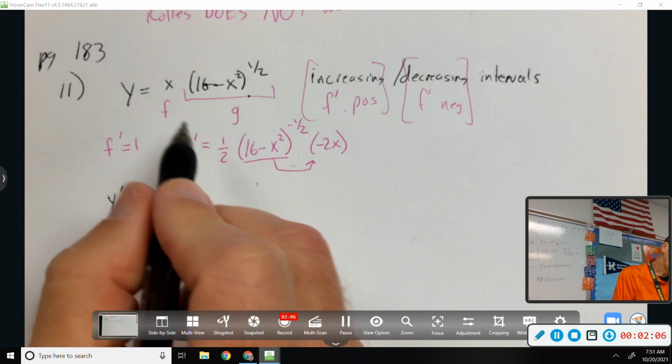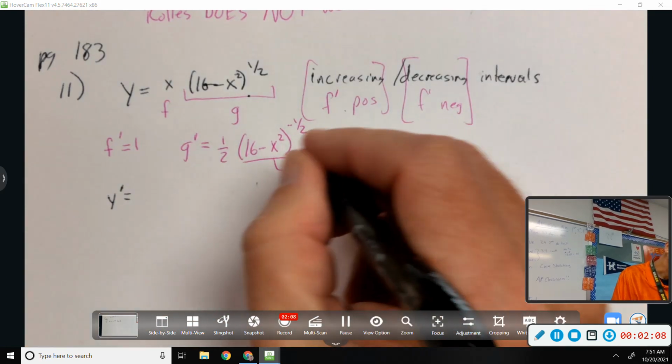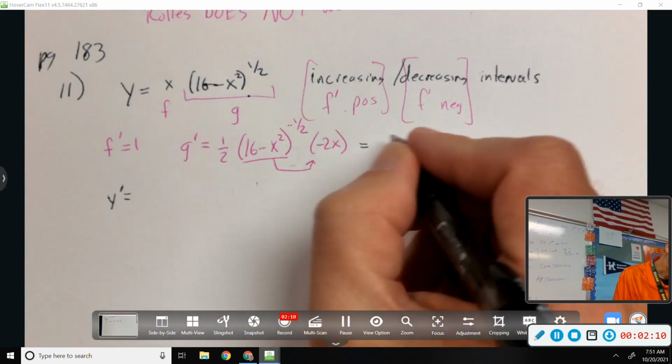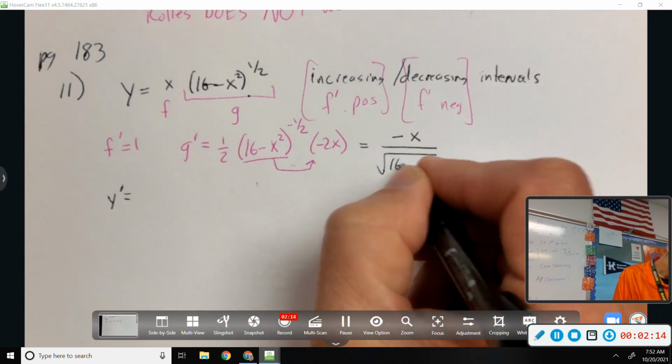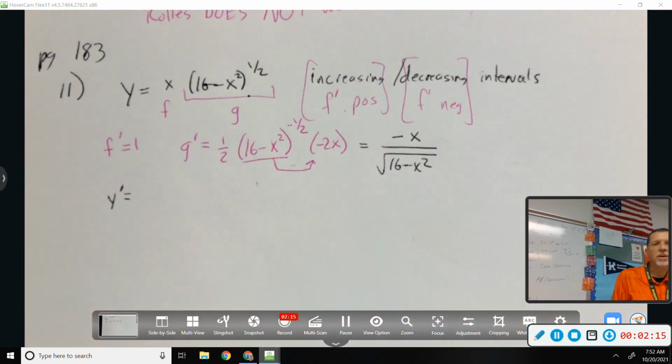So first, you know what? Let's clean up the derivative of g, because that's kind of a mess right now. 2's cancel. X stays in top. Square root of 16 minus x squared goes to the bottom.